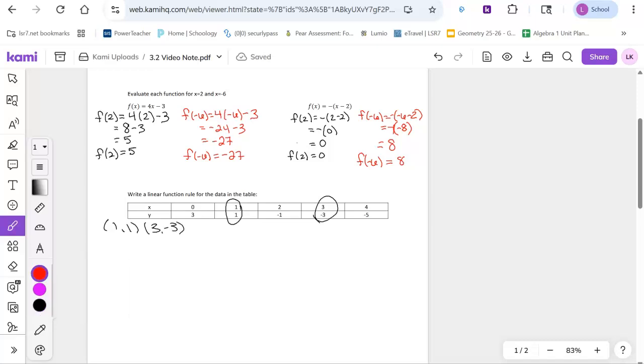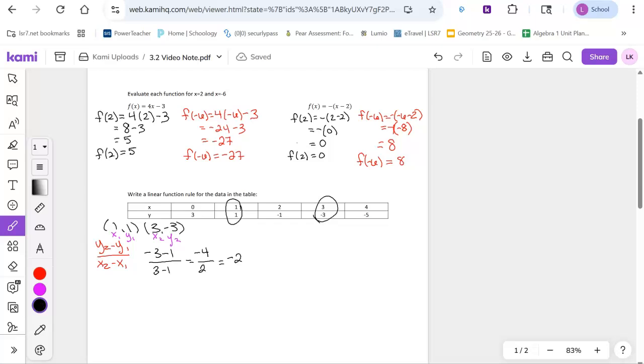Now remember, the slope formula is y2 minus y1 over x2 minus x1. So I'm going to label x1, y1, x2, y2. So I have negative 3 minus 1 over 3 minus 1. Negative 3 minus 1 is negative 4. 3 minus 1 is 2. Negative 4 divided by 2 is negative 2.